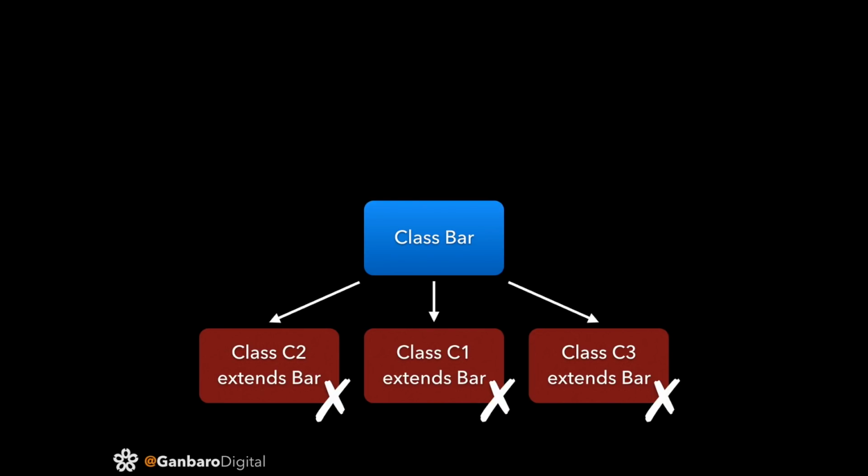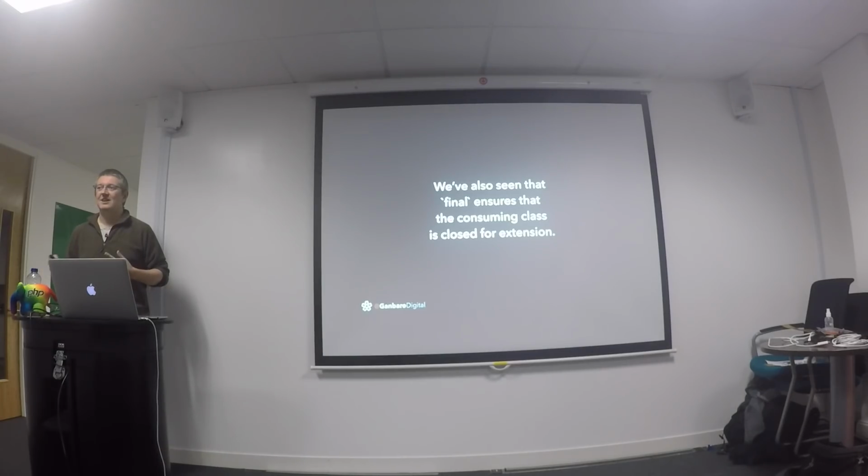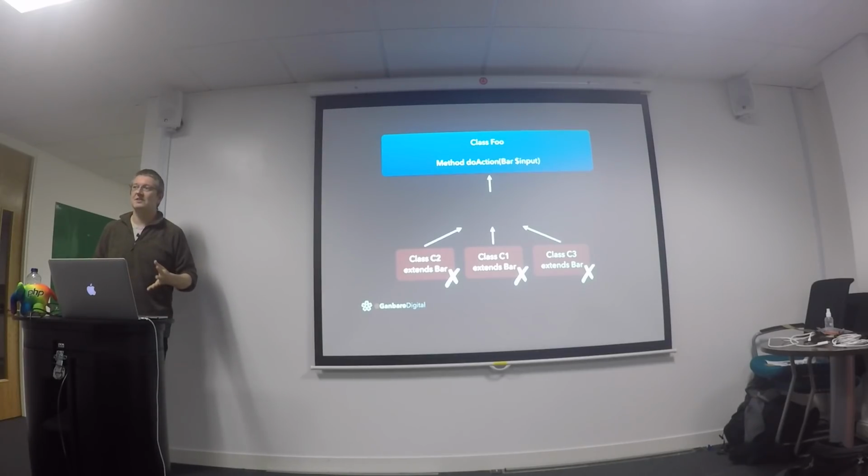Now, we've already shown that final makes sure a class is closed for modification. We can't extend a final class. We've already covered that one. But the thing is, final also ensures that the consuming class is closed for extension. It's not just closed for modification, it's closed for extension, because we can't create these subtypes and send them into our method. We can't do that. So we've actually closed that down. That's a problem using the SOLID model.